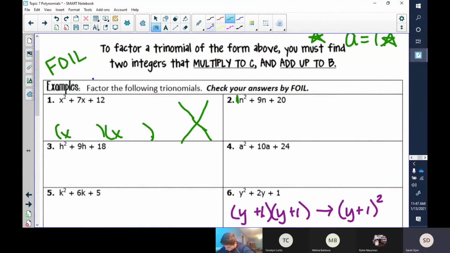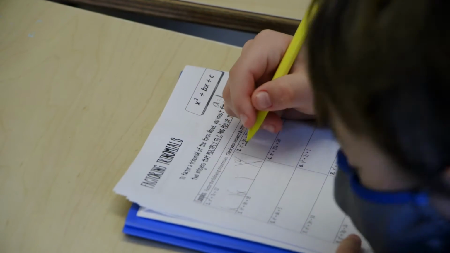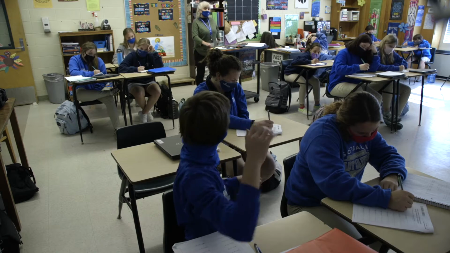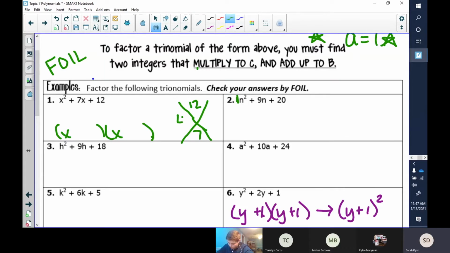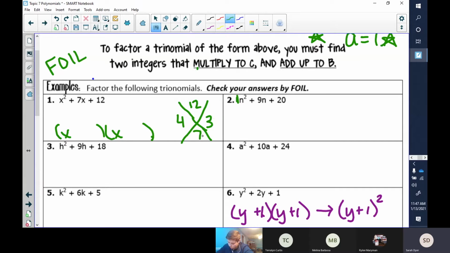It says I need 2 integers that multiply to c. What is c in this trinomial? 12. So I'm looking for 2 numbers that multiply to 12. And then I need 2 numbers that will add up to b. What is b in this trinomial? 7. Sir, you got it? Oh, yes, ma'am. Tell me. 4 and 3. Can y'all figure out how I got those numbers? Because 4 times 3 is 12, and 4 plus 3 is 7.